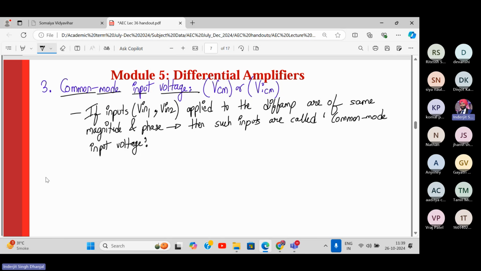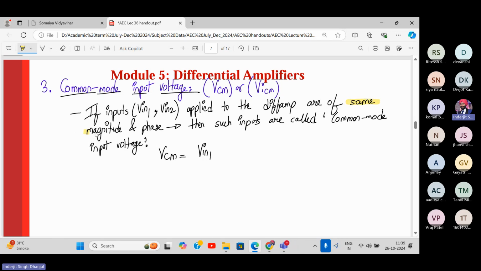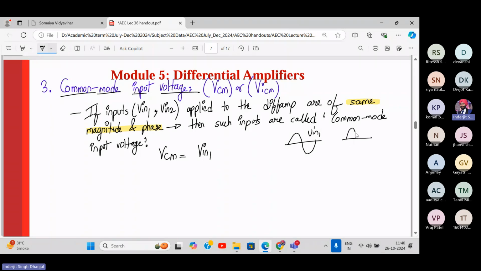Okay. Now mathematically VCM can be written as V in 1. So that means, listen over here. V in 1 and V in 2 are of same amplitude and same phase. So that comes under the category of common mode input signal. So that means V in 1 is equal to V in 2. So let's say this is V in 1, so V in 2 also will be exactly the same.